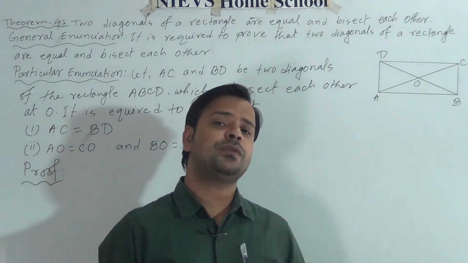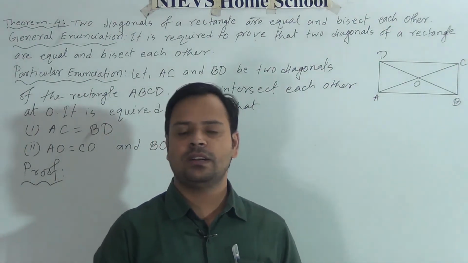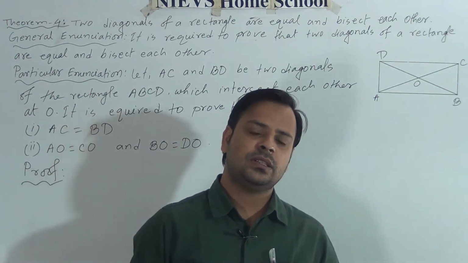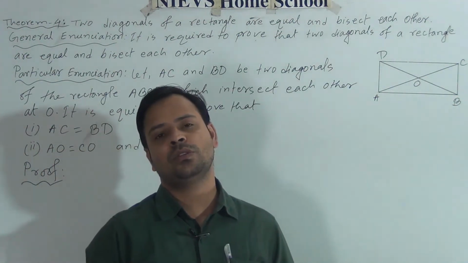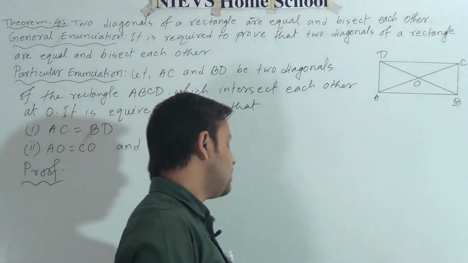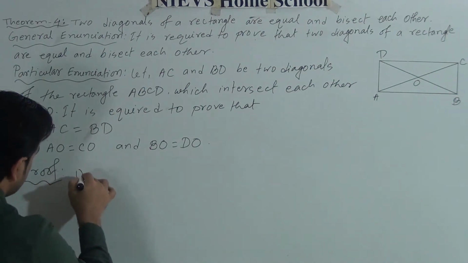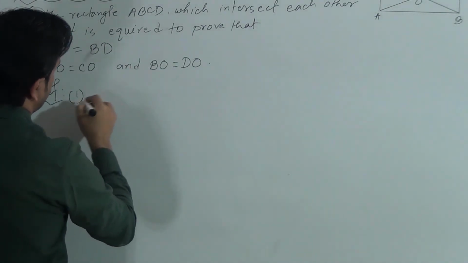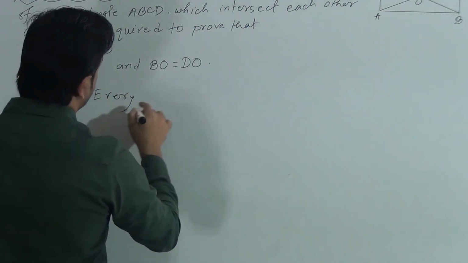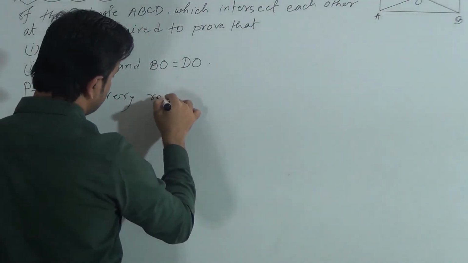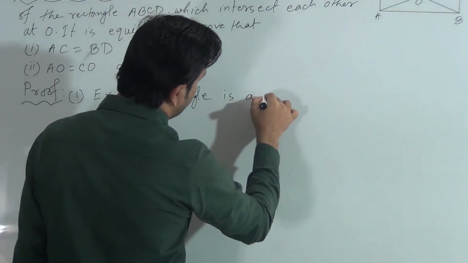And we know from theorem 3 the diagonals of a parallelogram bisect each other. So we can write the diagonal of a rectangle also bisect each other. So in first step we can write every rectangle is a parallelogram.